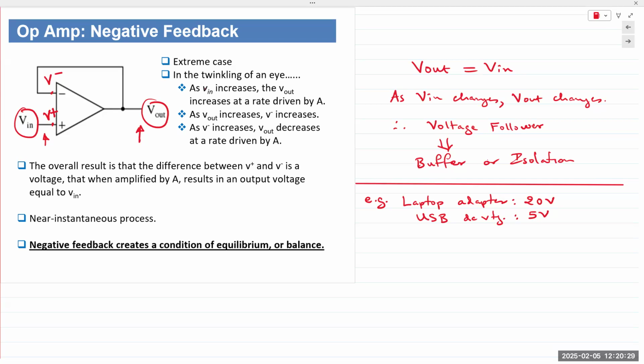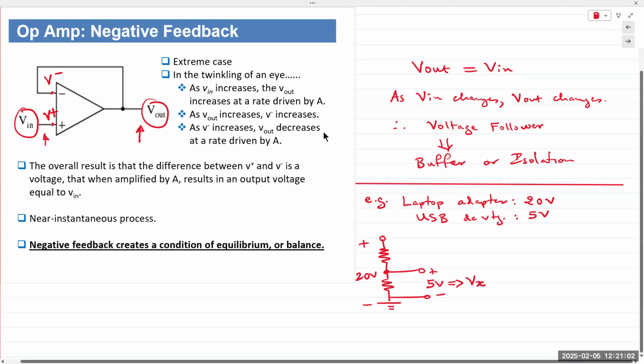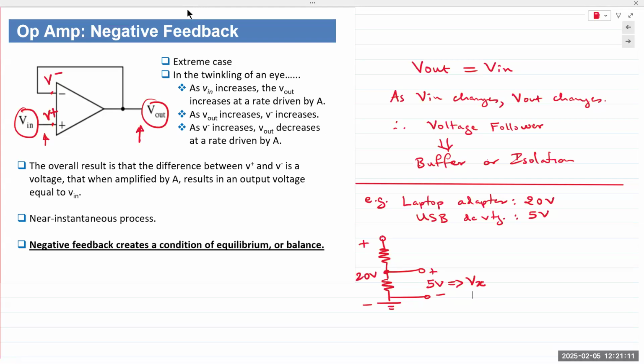If you're designing a USB port, and a USB port is supposed to supply 5 volts, you might have a voltage divider circuit that looks like this. And that'd be plus 20 volts being applied across that voltage divider network. The output of the resistor is 5 volts. Let's call this Vx. Now, what happens if, at the output of the USB port, you connect a very low value resistor or low value load?